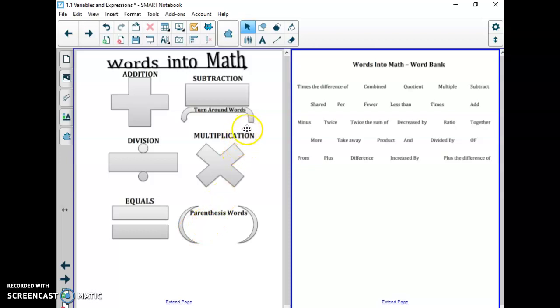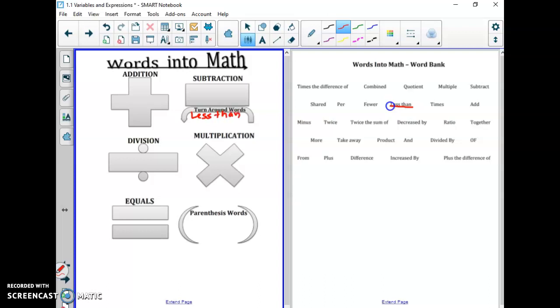I want to point out right here, there's this little part that's called the turnaround words. That means that it reverses the order. So I want to start by just giving you an example of which one of those is a turnaround word. Okay? So a turnaround word for subtraction reverses the order. And one of them here is less than.